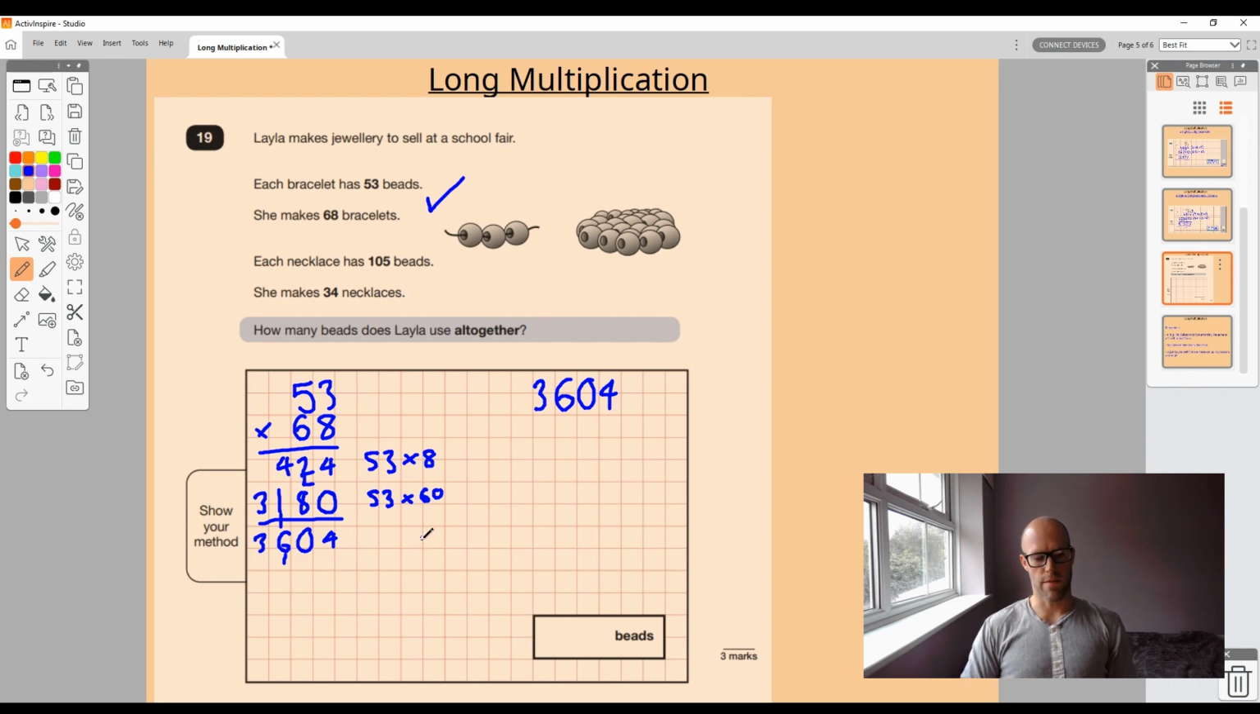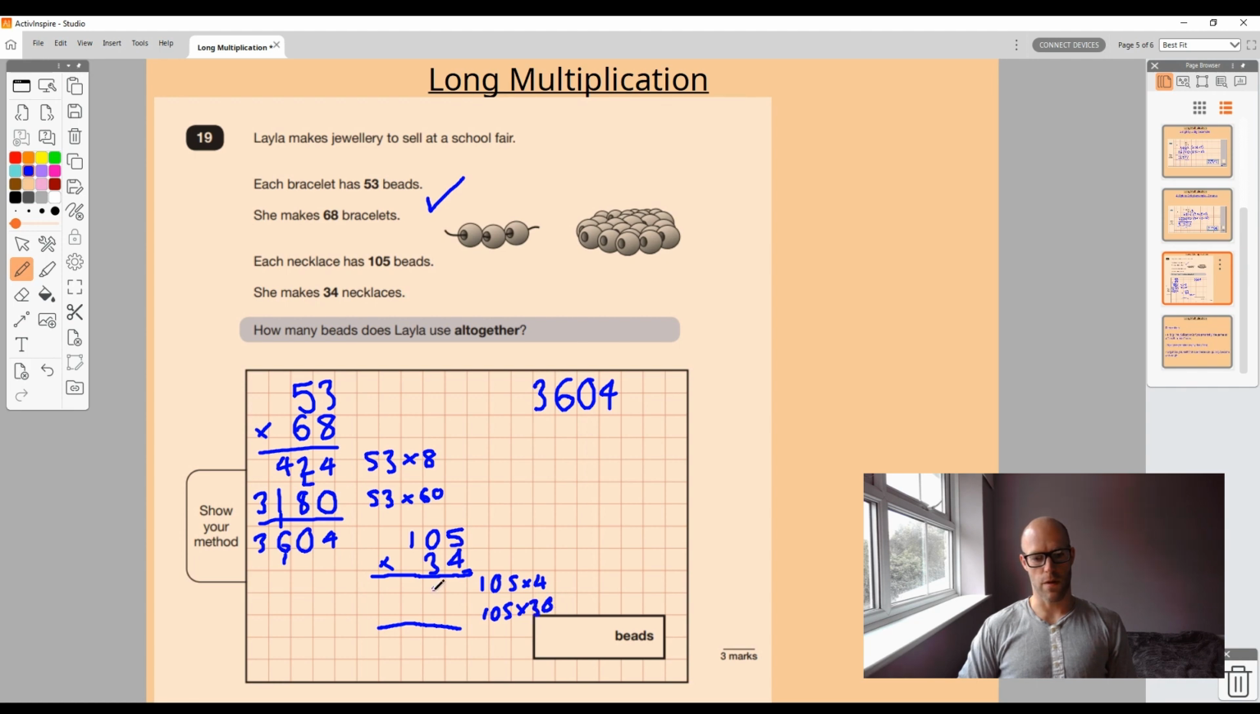Next up, we have necklaces. 105 times by 34. Oh, that's a dreadful line. 105 times by 4. We're going to go with it anyway. I'm going to have to move some space down here. I am actually going to have to get rid of that. That is actually unacceptably wonky. Oh, look at it. It's beautiful. Okay, 105 times 4, and then it's actually 105 times by 30.